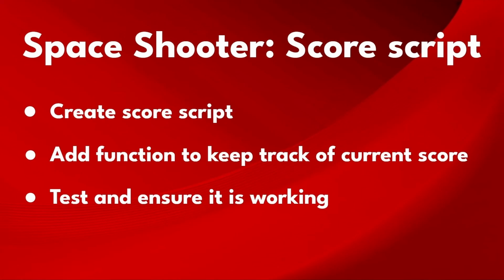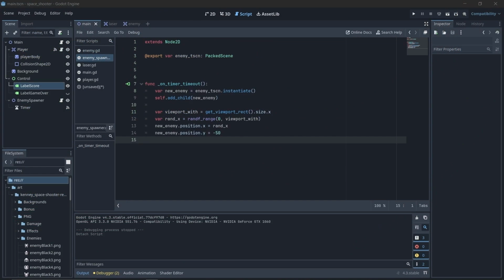All right, so in this section, we're going to create the score script. We're going to start off by creating the script itself. Then we're going to add a function to keep track of the current score. Last but not least, we're going to test it out. Let's go ahead and get started.